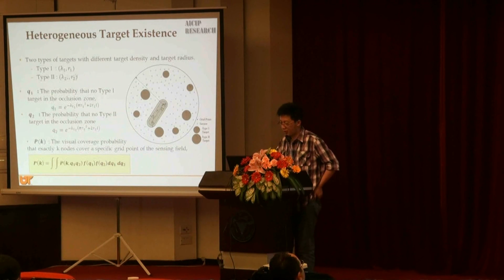Now we consider there are two types of sensors. And Q1 is the probability that there are no type 1 targets in the occlusion zone. And Q2 is the probability that there are no type 2 targets in the occlusion zone. And PK is the coverage probability. And we can get PK as this equation.